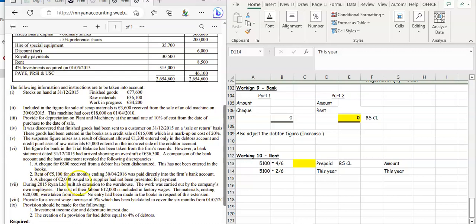And then a check for 2,000 issued to a supplier had not been presented for payment. So if it hasn't been presented, then no money has left or gone into our bank account. So we don't do anything with that. We just leave it as it is. So let's have a look at the first one.